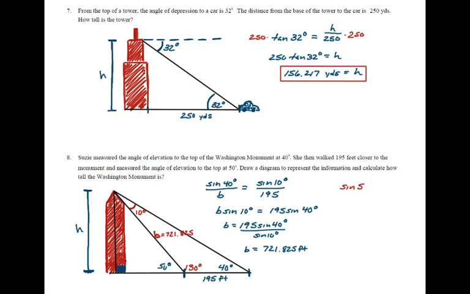So now in the right triangle, H is opposite my 50 degree angle. B, which is 721.825, is the hypotenuse of that right triangle. So the trig function I would use is sine. So I'd have sine of 50 equals H over 721.825. And to solve for H, I would multiply both sides by 721.825. So H should be 552.950 feet.